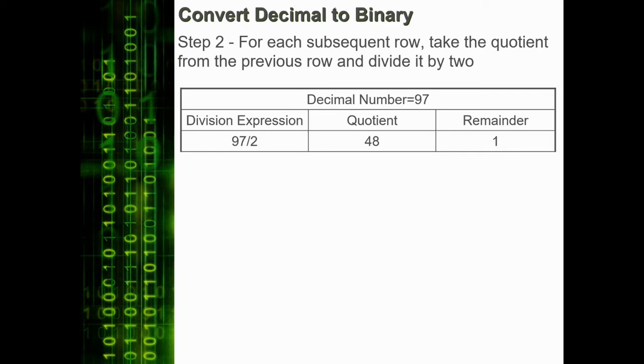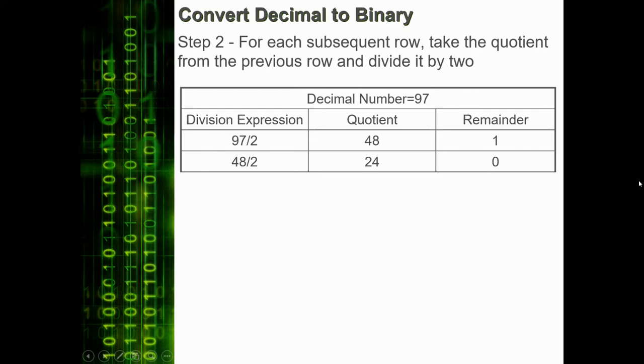97 divided by 2 is 48 with a remainder of 1. So we're going to write out 48 and put a 1 over here on the side. We're going to do the same thing with 48. Now 48 is divisible by 2, right? We get 24 and there's no remainder. So we're going to put a 0 over on the side.